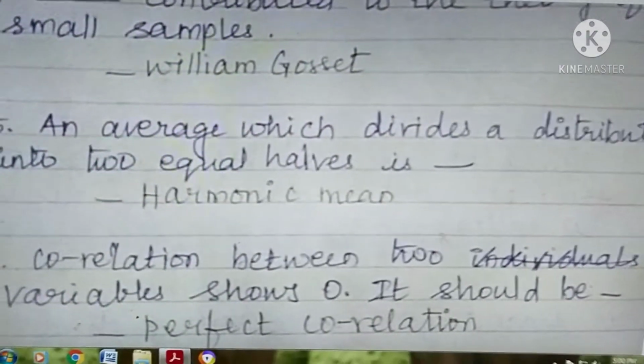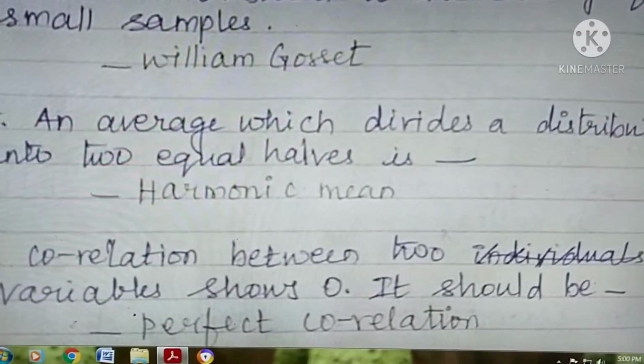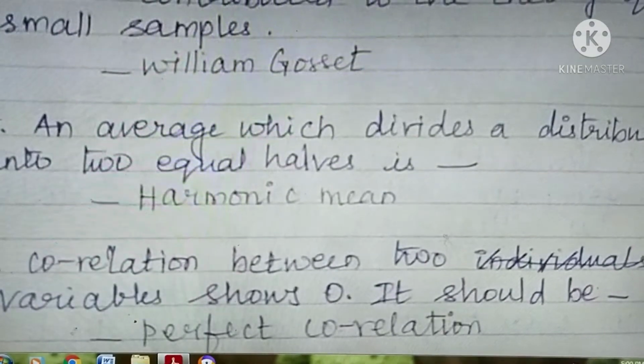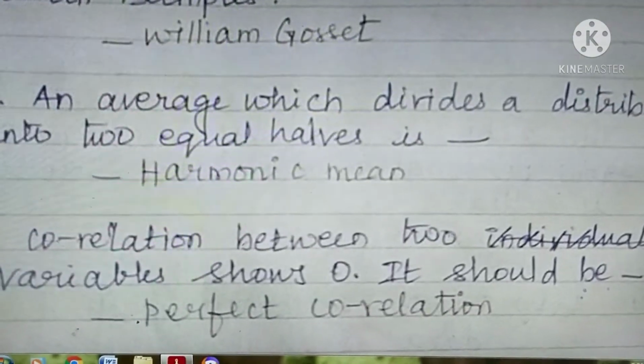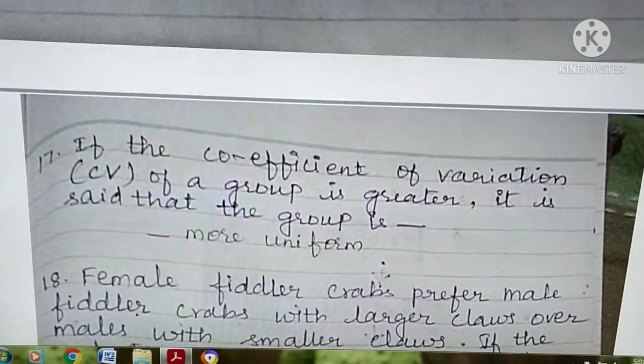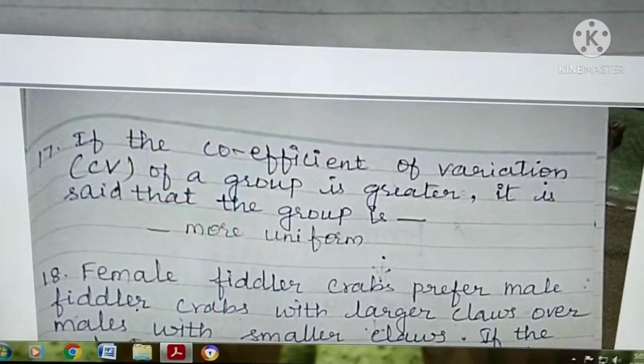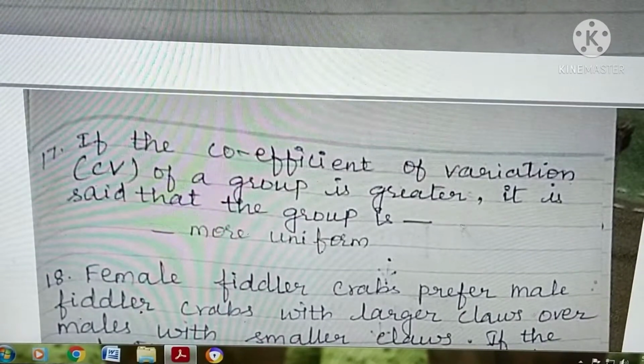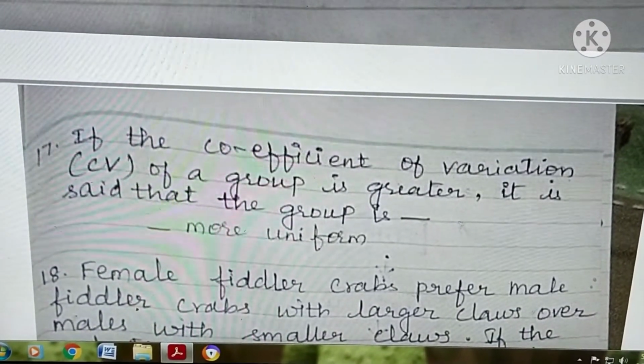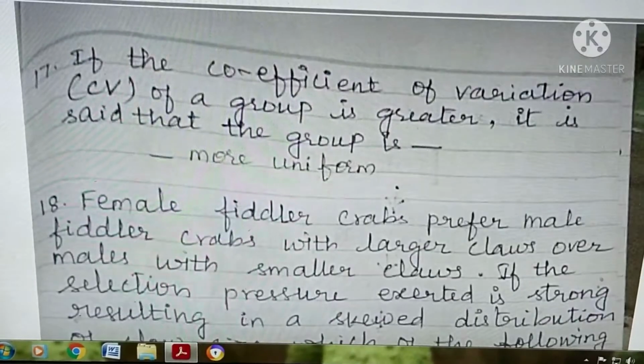Next question. Correlation between two variables shows 0. It should be a perfect correlation. Next question. If the coefficient of variation, that is CV, of a group is greater, it is said that the group is more uniform.